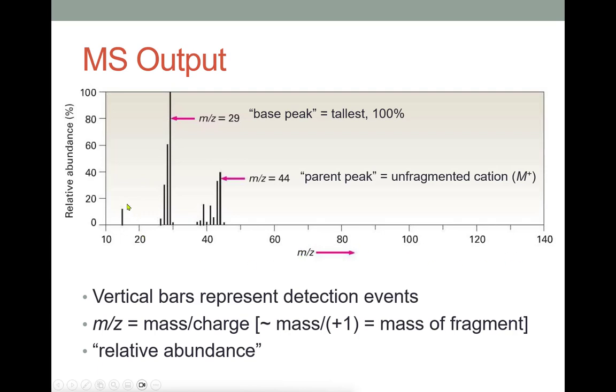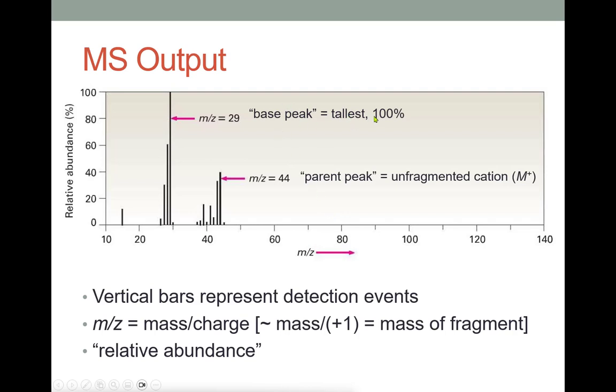So smaller m over z fragments are going to be to the left, larger ones to the right. Typical organic molecules are going to have masses no greater than a couple hundred mass units. And so typically you'll see this x scale that will be 0 to somewhere in the neighborhood of 150, 200 maybe, something like that. There's a couple pieces of terminology on here.